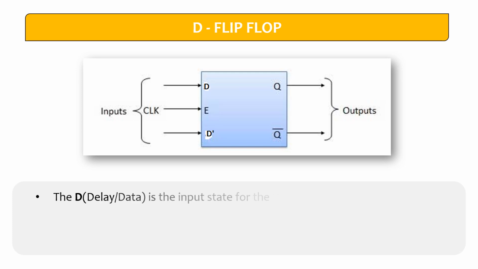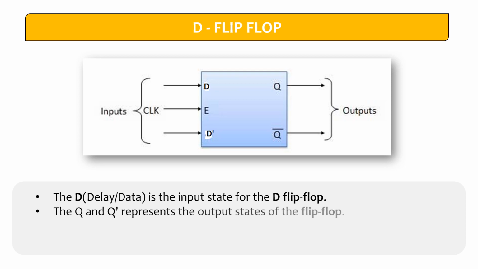Okay, now let's see the meaning of the D flip-flop. D means the delay or the data. Sometimes you can find D for delay and sometimes you can find D for data. So it is the input state for the D flip-flop. Either you are using the D flip-flop to delay the signals or to delay the process, or sometimes you are directly providing the data to the device. So based on what type of device it is, we call it delay or data.